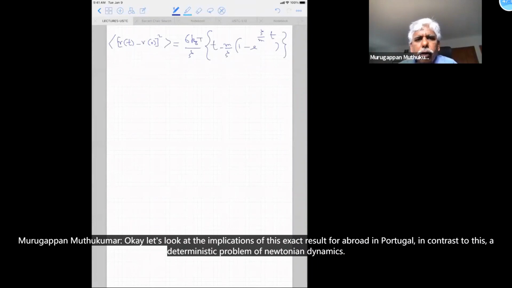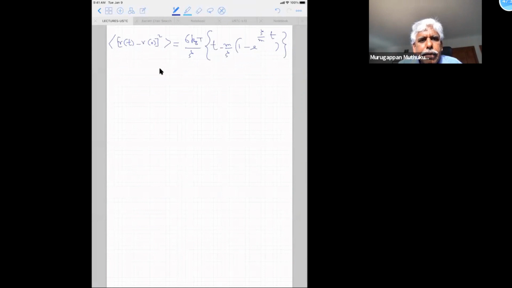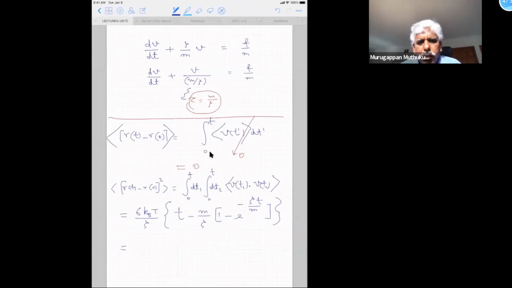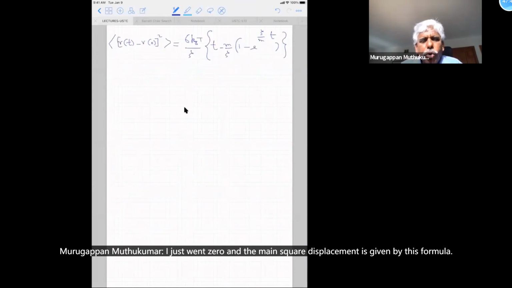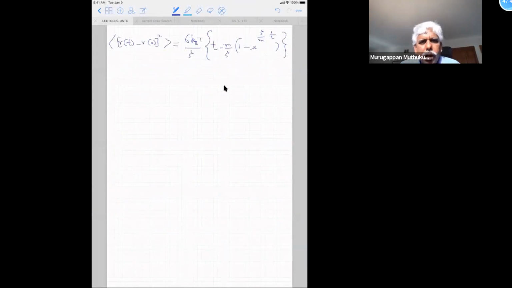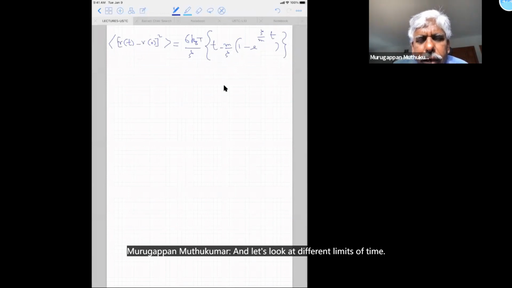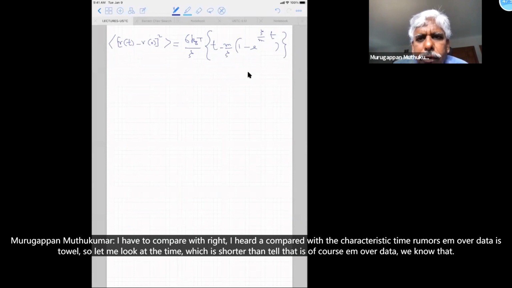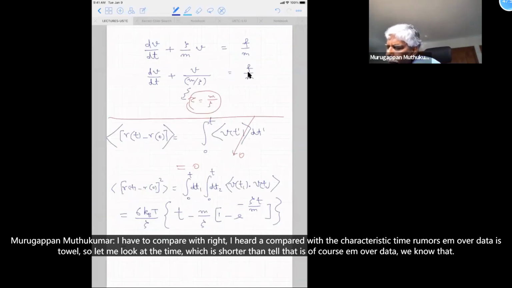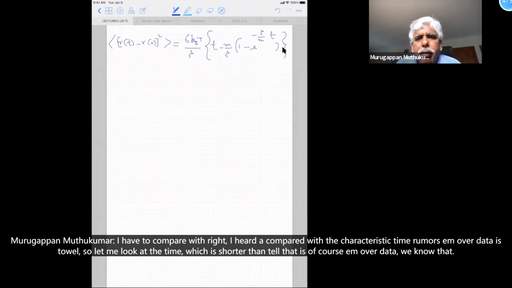Okay, let's look at the implications of this exact result for a Brownian particle, in contrast to the deterministic problem of Newtonian dynamics. We have average displacement is 0, and the mean square displacement is given by this formula. Let's look at different limits of time. When I say different limits of time, I have to compare with the characteristic time. Remember, m over zeta is tau.